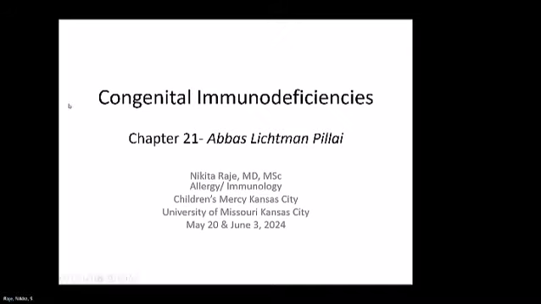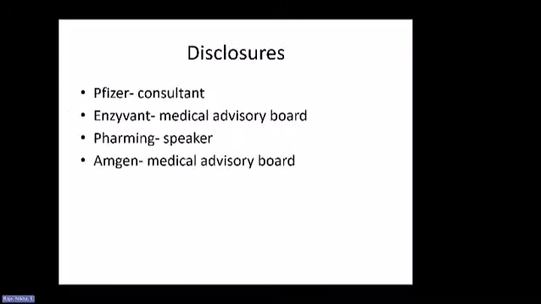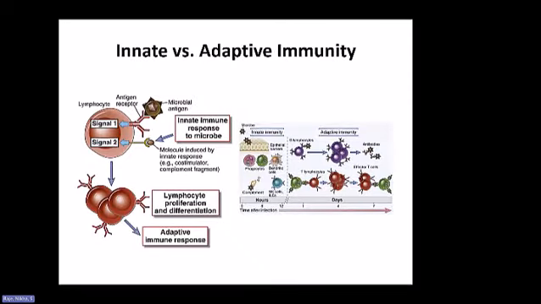Here are the disclosures, nothing relevant to the talk today. We talked about innate and adaptive immunity and how each one has its own role. Innate immunity provides the second signal, and then the adaptive immunity is more sophisticated with T and B cells providing a very specific response, but it does take time to develop.